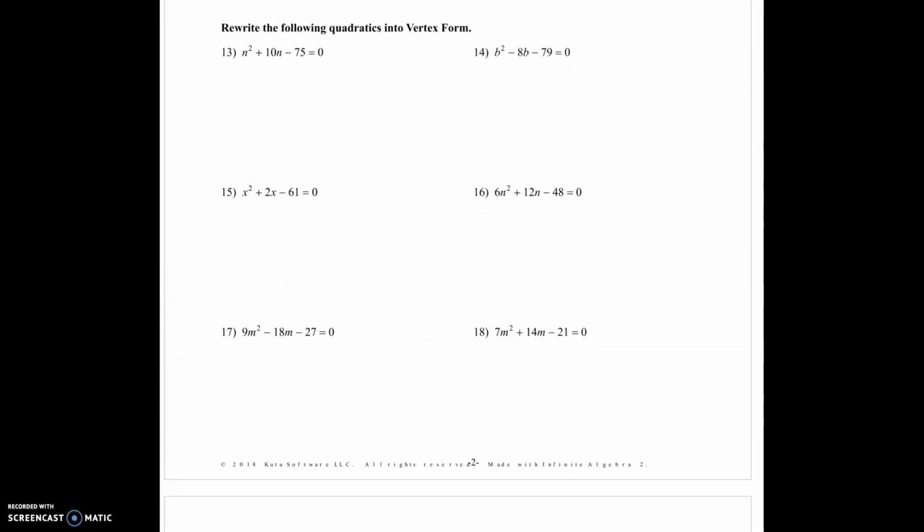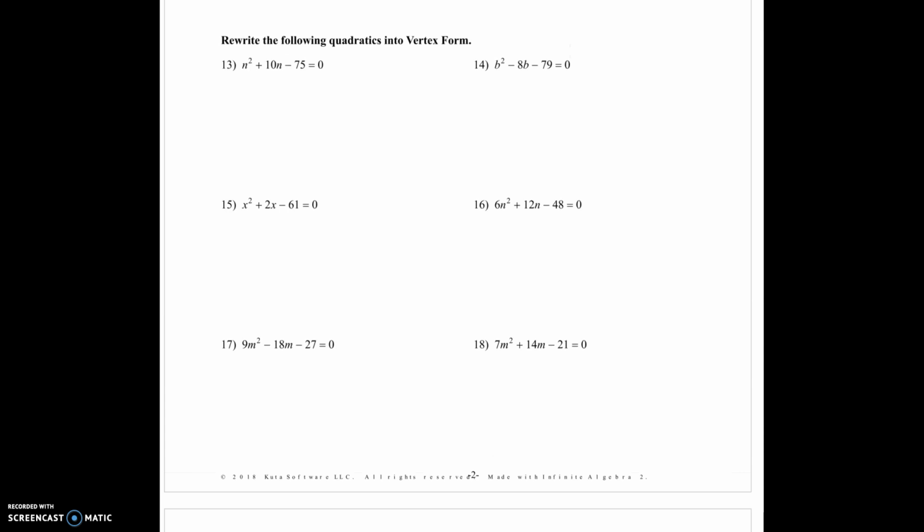All right, the next section is us going from standard form into vertex form. To go from standard form to vertex form, you are going to have to remember that this is where you complete the square. And 13, 14, and 15 are ready to complete the square, whereas the next four are not ready to complete the square.